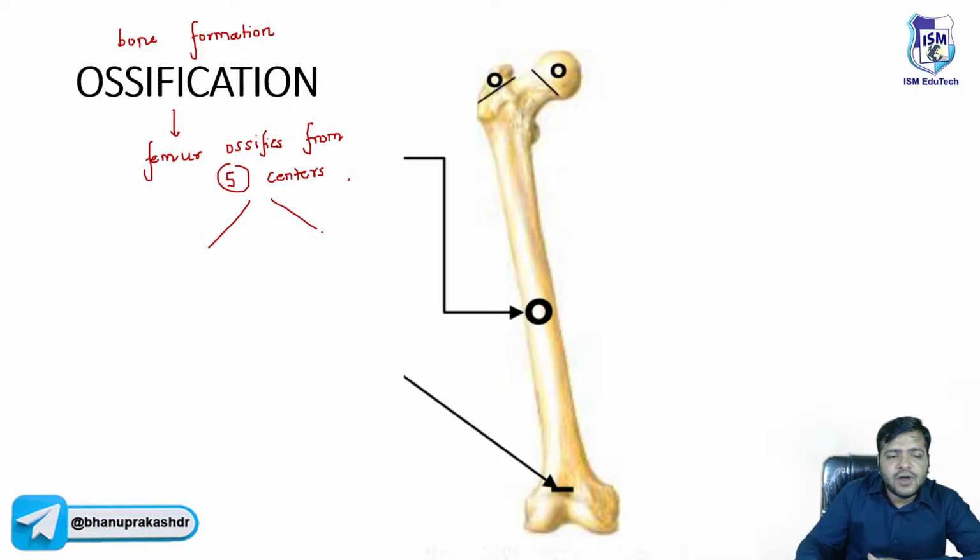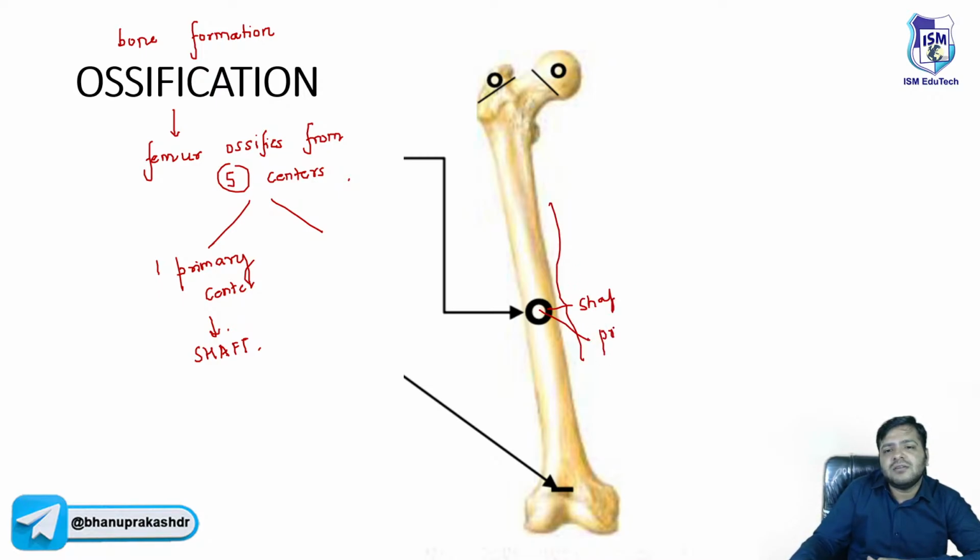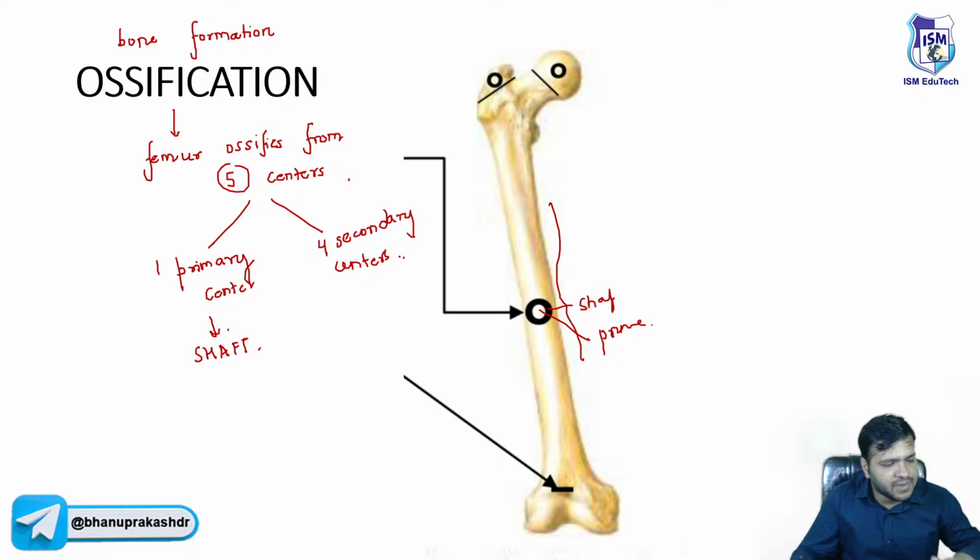Now there is one primary center, and that primary center, beta, is situated in the shaft. This is the shaft and this is the primary center. And we have 4 secondary centers that you have to keep in mind.